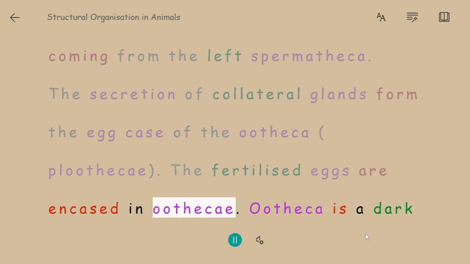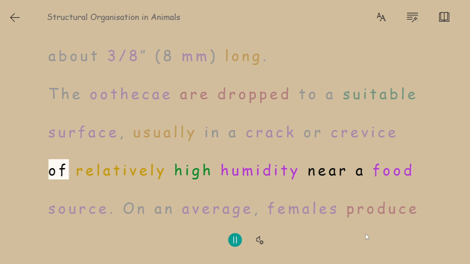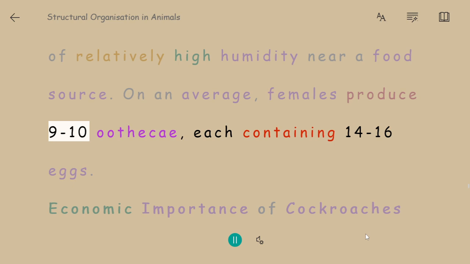Ootheca is a dark reddish to blackish-brown capsule, about 3/8 millimeters long. The oothecae are dropped on a suitable surface, usually in a crack or crevice of relatively high humidity near a food source. On an average, females produce 9 to 10 oothecae, each containing 14 to 16 eggs.